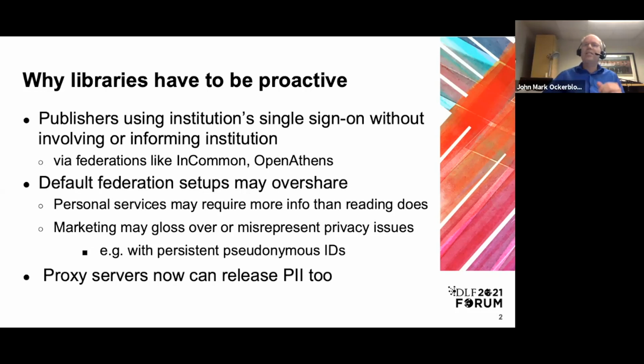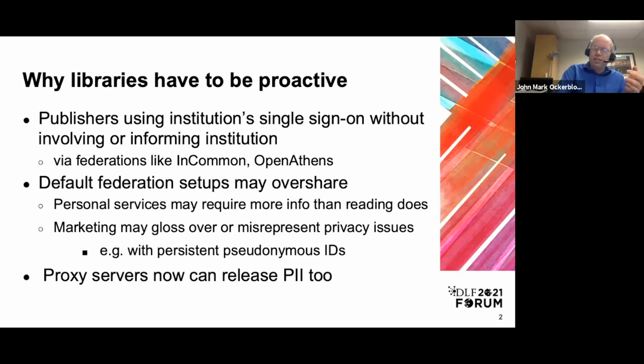And when they do that, they can start using our single sign-on systems for users to sign on, and they get information from us based on the default configurations of those federations. Right now, those are set up to overshare, at least when it comes to publishers, because we have them set up for personal services, which may require more information than publishers really do. So we needed to address that. And so we started doing this work.